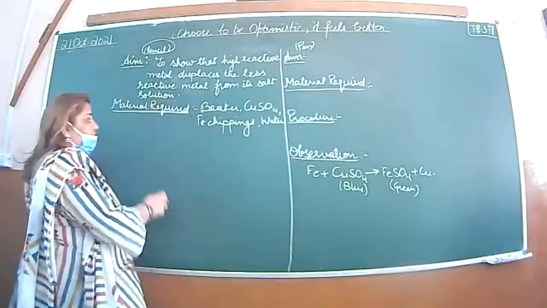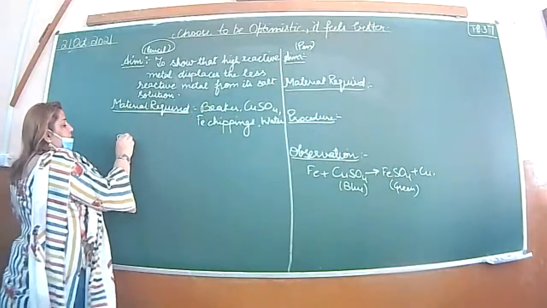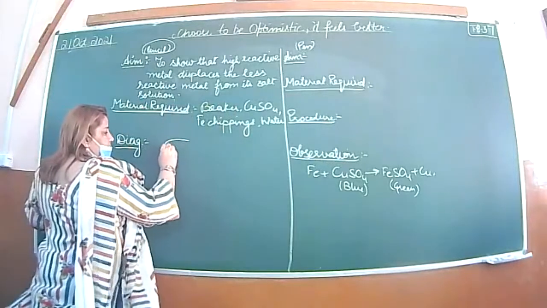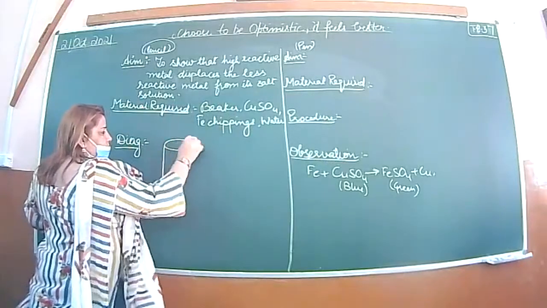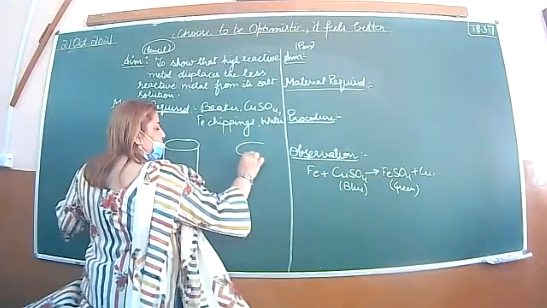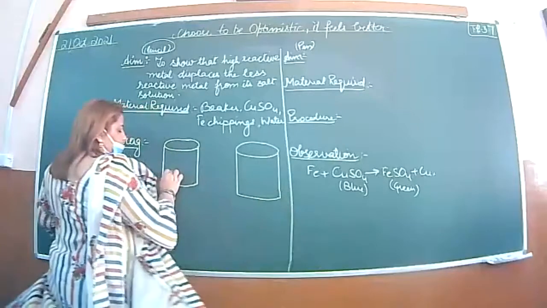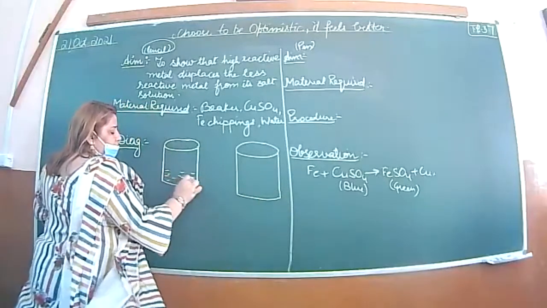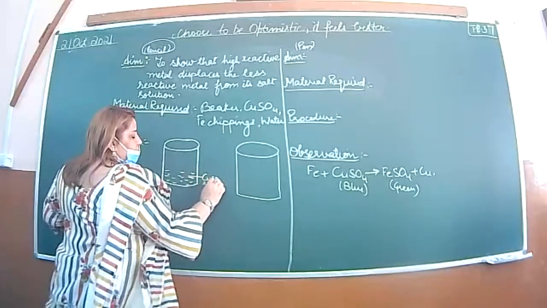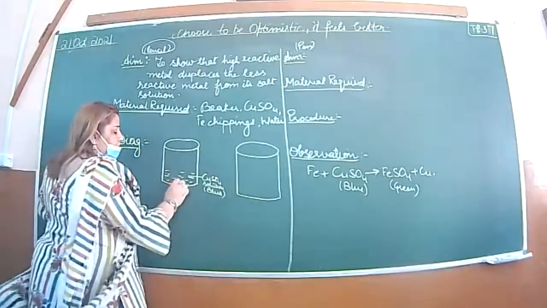Okay? And on this side, sorry, on this side, material required, and after that the diagram. Okay? Same diagram you will make as I show. Take a beaker, right? Two beakers you will show. You will write down copper sulfate solution. Here you will write down, or you can make blue color solution. Iron chippings.